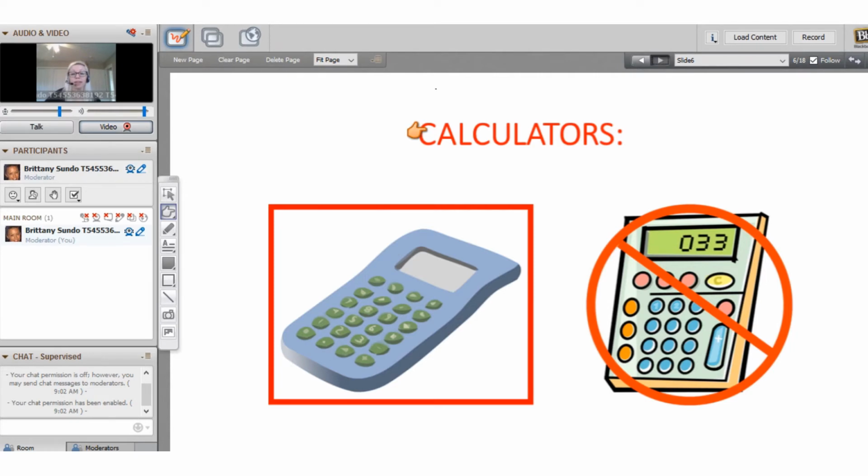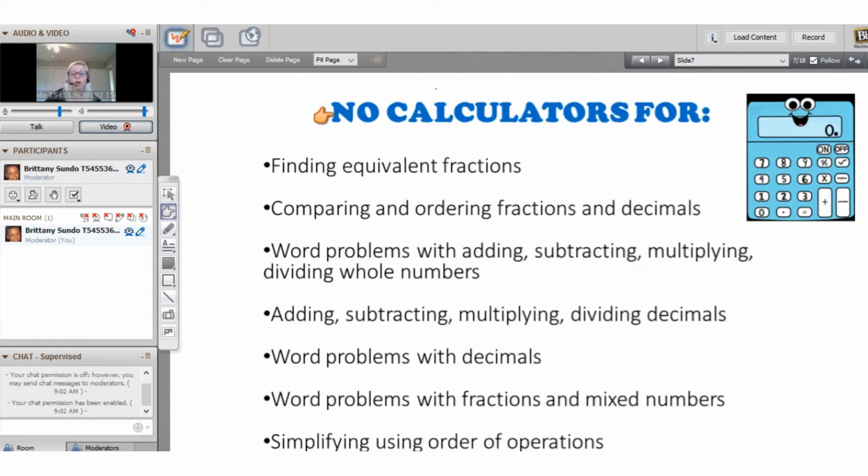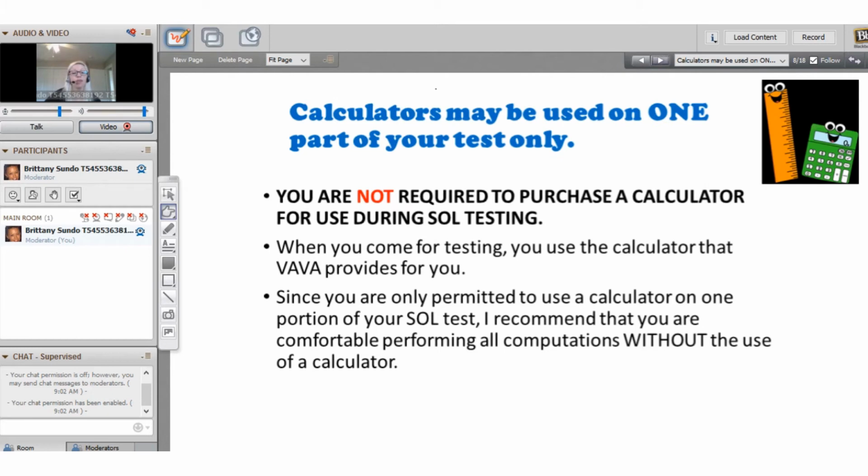For the calculators on your test, there will be no calculators for the following items: finding equivalent fractions, comparing and ordering fractions and decimals, word problems with adding, subtracting, multiplying, dividing whole numbers, adding, subtracting, multiplying, dividing decimals, word problems with decimals, word problems with fractions and mixed numbers, and simplifying using order of operations. Calculators may be used on one part of your test only. You are not required to purchase a calculator for your SOL testing.